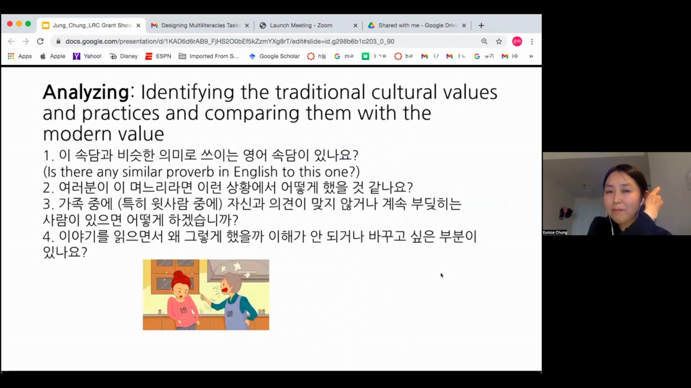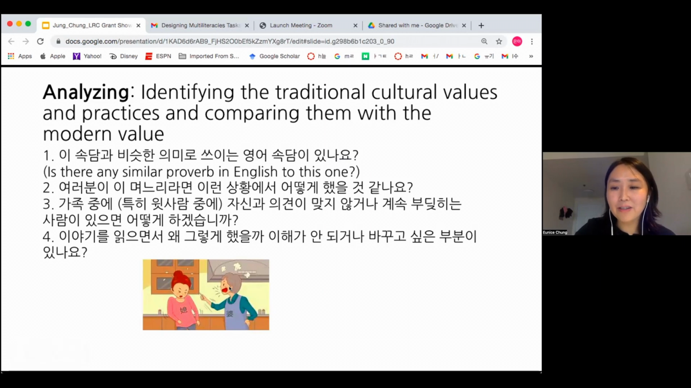And then the third phase is the analyzing phase. So we identify the traditional cultural values and practices and compare them with the modern values. So first, I have some questions like, is there any similar proverb in English to this one? And just to give you a background of this story, it's about the conflict between mother-in-law and daughter-in-law.